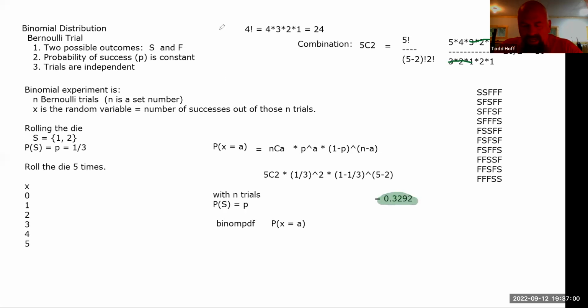So that binomPDF function is very handy for finding individual values. But what if we want to find ranges like we did in our first example of our probability distribution? That's where binomCDF comes in. CDF stands for cumulative probability distribution function. So this is finding the probability that x is less than or equal to a value A. So if I want to know, let's just set up a different example here.